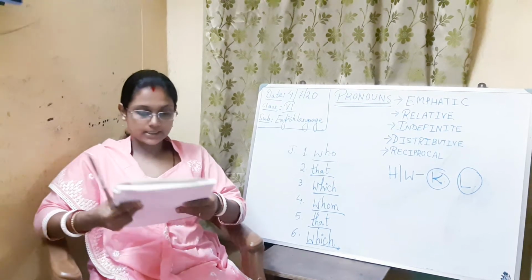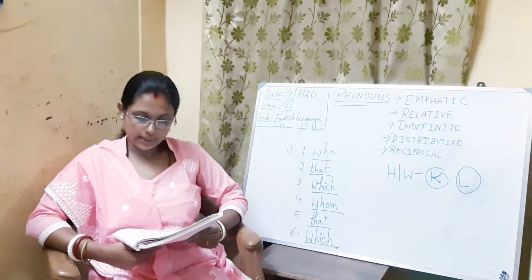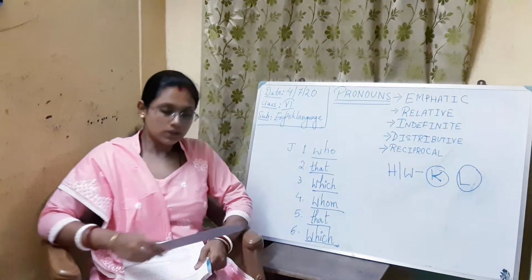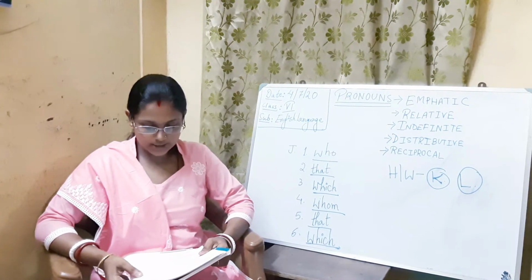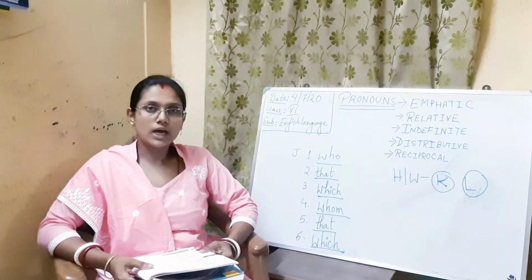Then number 6, the plants dash we watered yesterday look healthy now. The answer is number 6, which. The plants which we watered yesterday look healthy now. Okay, is it clear, all the answers?